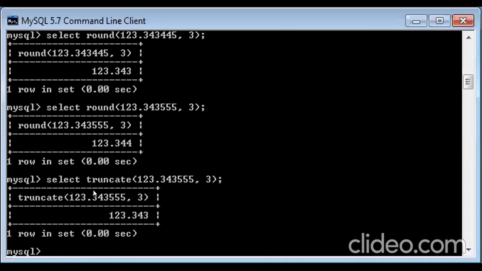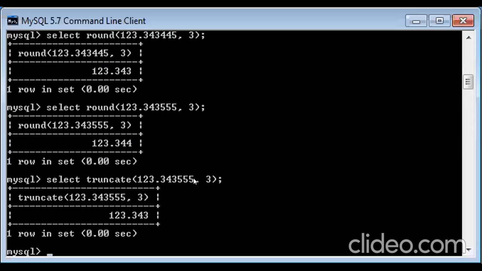If 3 is given, it will just give you 3. It doesn't care what number has followed the 3, which actually matters in round. So if there is a 5, it will convert it to 4. But if it was a 4, meaning a number less than 5, it won't affect anything and the same number will come up. So here the rounding is happening, but in truncate it is not.